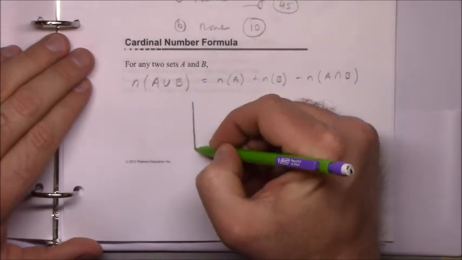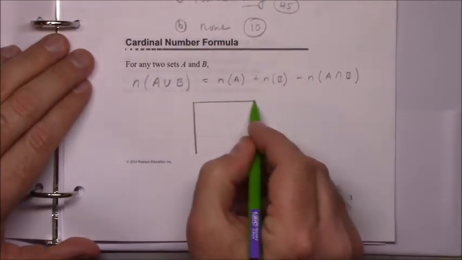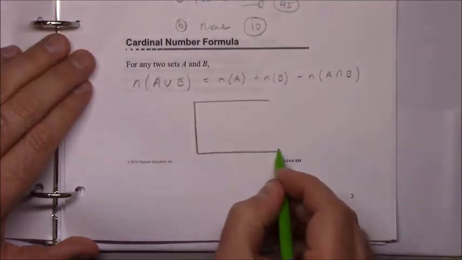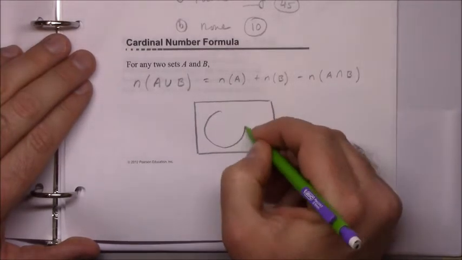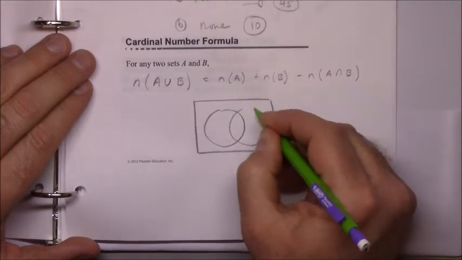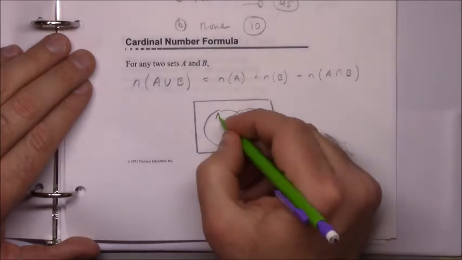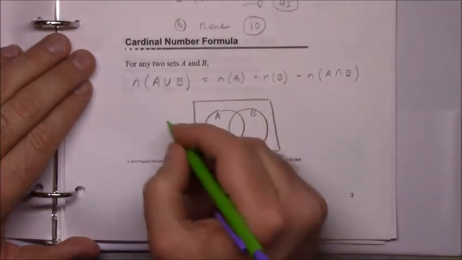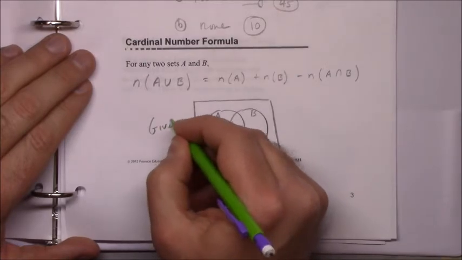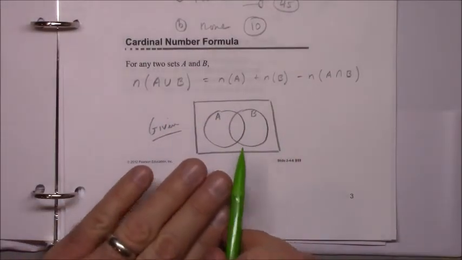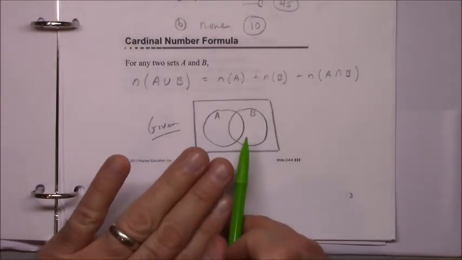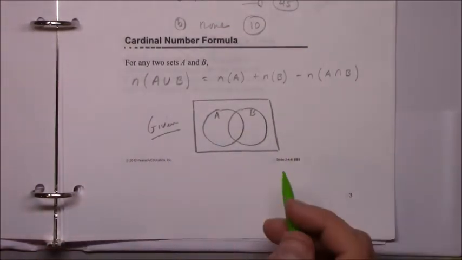There's only two sets, so I'm not really going to draw that big square. I'm going to draw instead a rectangle, and I'm going to have two circles here that overlap. These circles represent A and B. So imagine this is given information here, and I'm just going to start populating these sets with some elements. I'm just going to use some letters here.